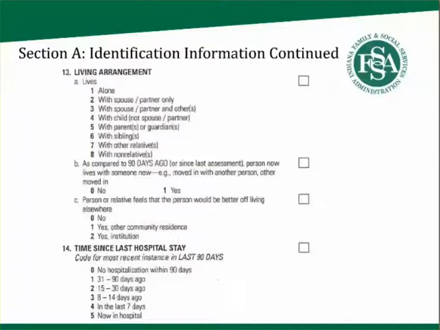A13B is recording any changes in living situation within the last 90 days. A13C is identifying when an individual or relative feels that the individual needs to move from their current residence. So somewhere there's some kind of a conflict with their current residence. And A14 is just capturing the time of last hospital stay.